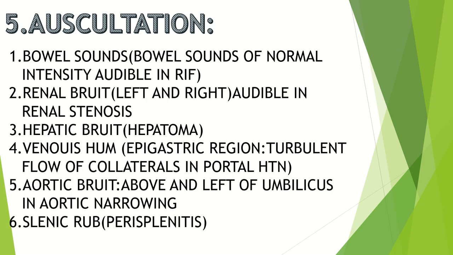Now the fifth step was auscultation. Now in auscultation, you have to auscultate the bowel sounds, and bowel sounds of normal intensity are usually audible in the right iliac fossa. Any renal bruit if present, and it is audible in renal stenosis, hepatic bruit that is present in hepatoma, venous hum that is present in the epigastric region, and that is due to the turbulent flow of the collaterals in portal hypertension, aortic bruit that is present above and to the left of the umbilicus in aortic narrowing, and the splenic rub that is present in splenic infarction.